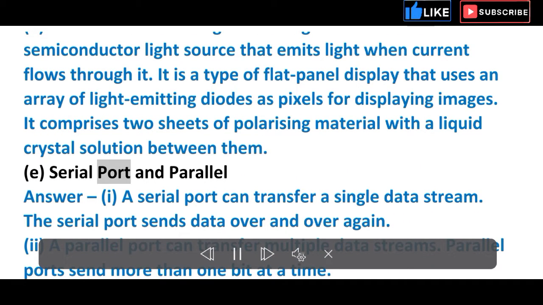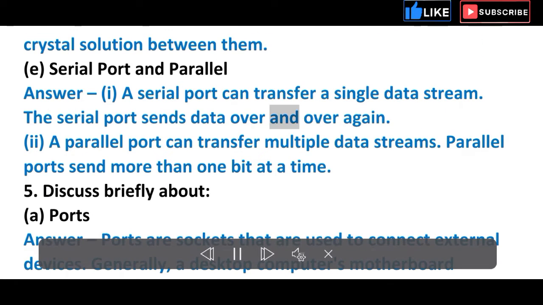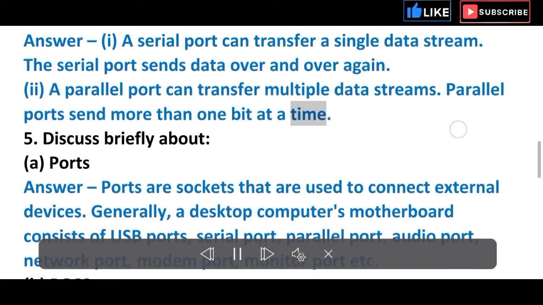E. Serial port and parallel port. Answer: I. A serial port can transfer a single data stream. The serial port sends data one bit at a time. II. A parallel port can transfer multiple data streams. Parallel ports send more than one bit at a time.